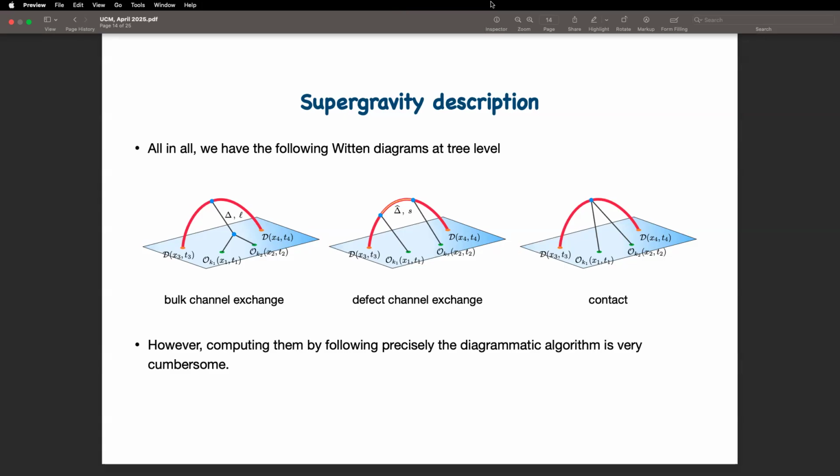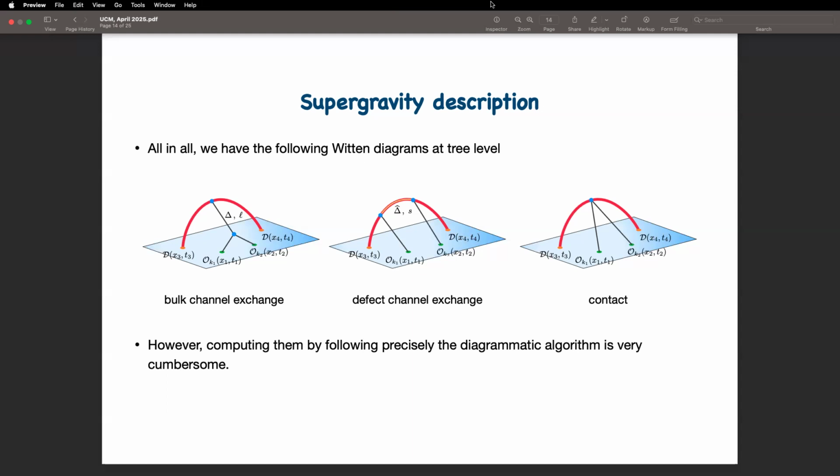And there are 3 types of diagrams which will contribute. So we have 2 types of exchange diagrams. In this diagram, you're exchanging the field in the bulk, not on the defect. And here you're considering a diagram where a field living on the defect is being exchanged. And finally, you have the contact diagrams where these 2 bulk fields interact directly at the contact vertex localized on the geodesic line.